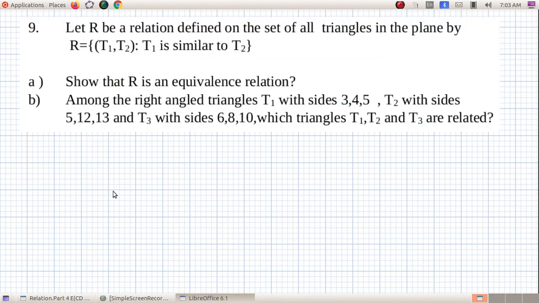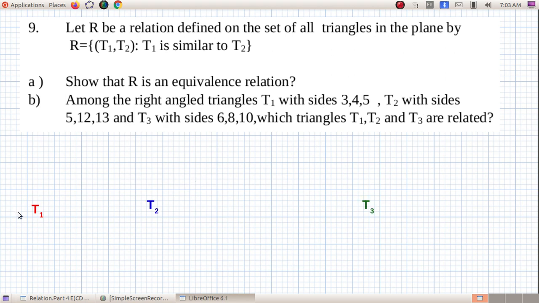Now, the answer to question number B. There is a sub question, a very beautiful question. What is that question? The right angle triangle T1 with the sides 3, 4, 5. There are three triangles T1, T2 and T3. Their sides are also given. We want to show which are related, that is, which triangles are similar.